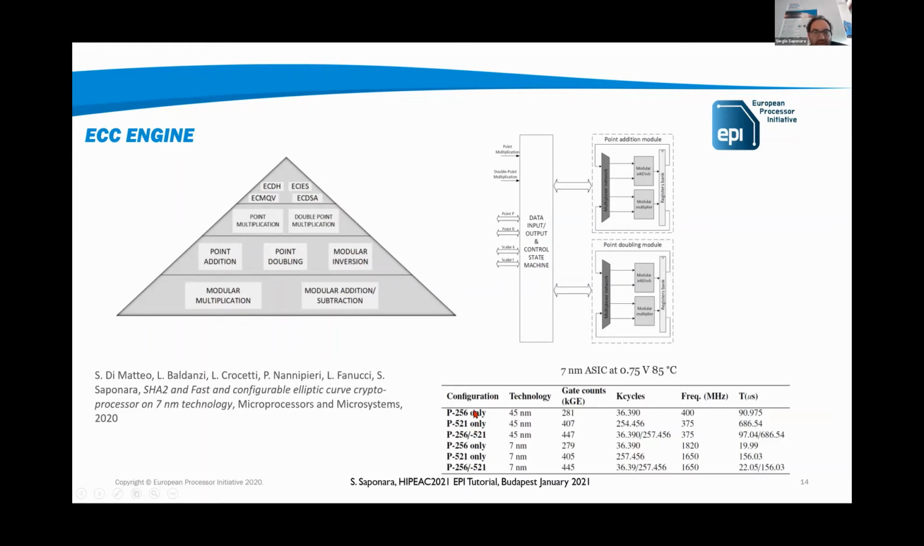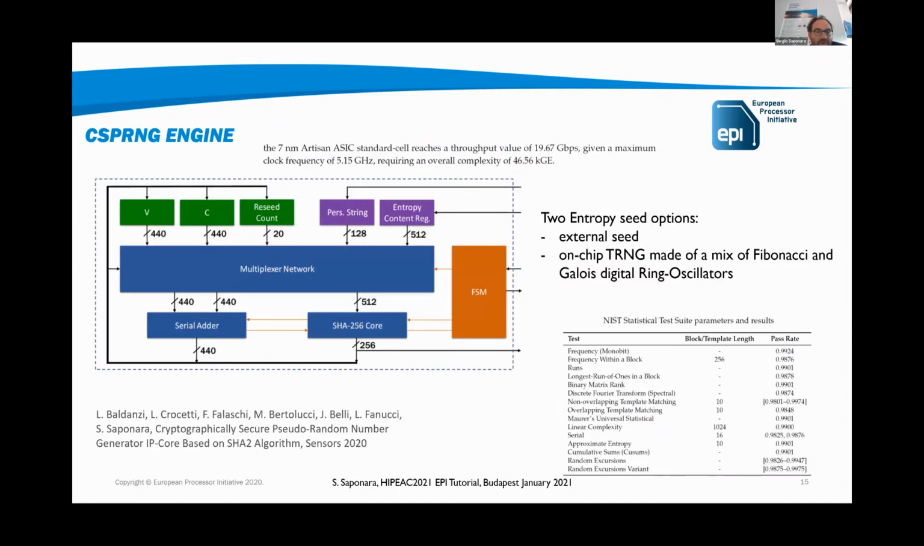Obviously, here again it is very configurable, so it will depend on what you support. If we support all, so the 256 and 521 versions, the gate count is in the order of 500,000 gates with a supported frequency in the order of a little bit less than 2 gigahertz, but also the power consumption cost is not a limit.